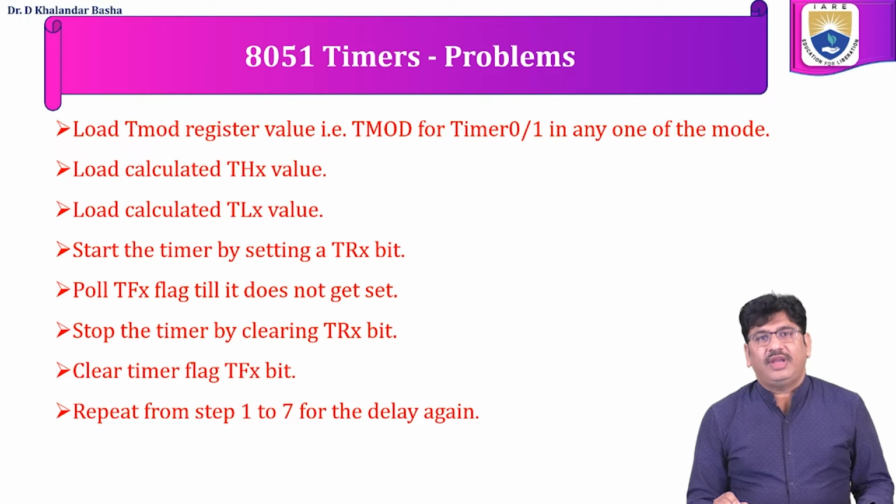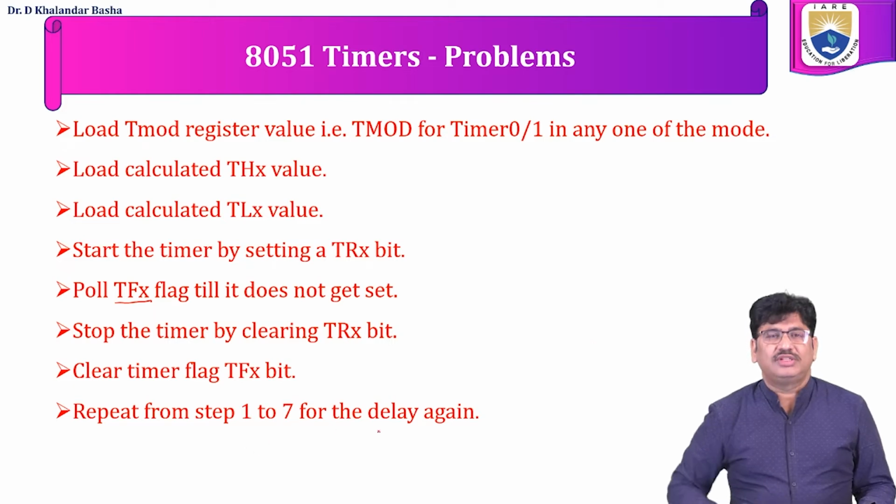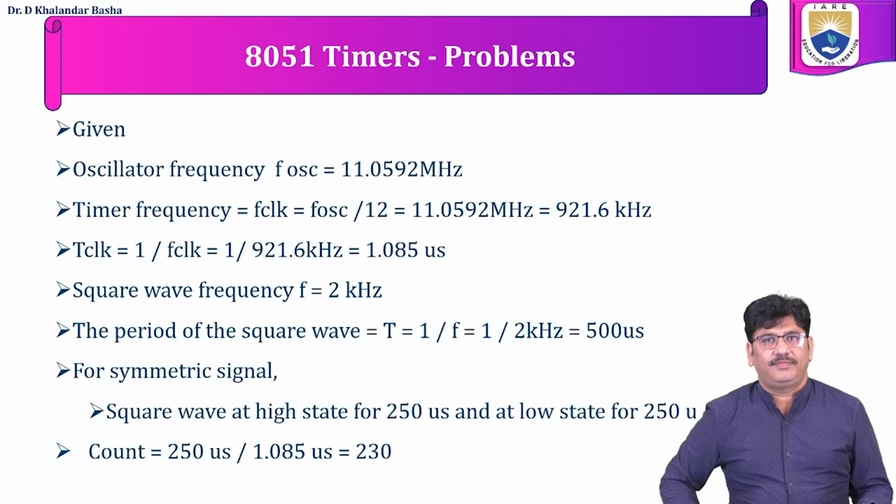Then every time we have to check the TFX bit, TF0 for timer 0, TF1 for timer 1, indicating whether overflow has occurred or not. If it has not occurred, we repeat reading the TFX flag until it is equal to 1. Once the timer overflow has occurred, we stop the timer by clearing the TRX bit in the TCON register. After that, we have to clear the overflow flag, that is the TFX bit. For repetition of the same, we go to steps 1 to 7 for the delay again.